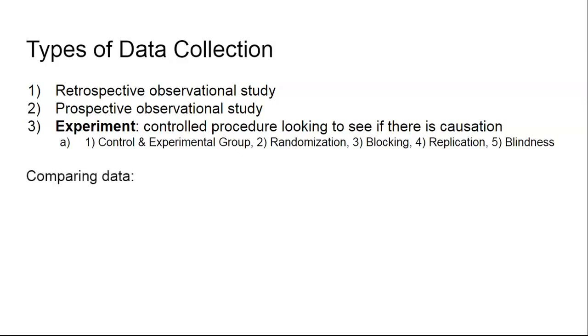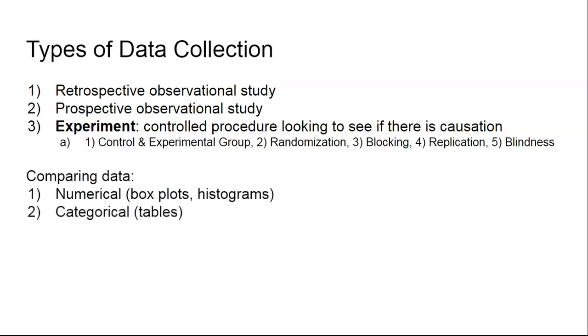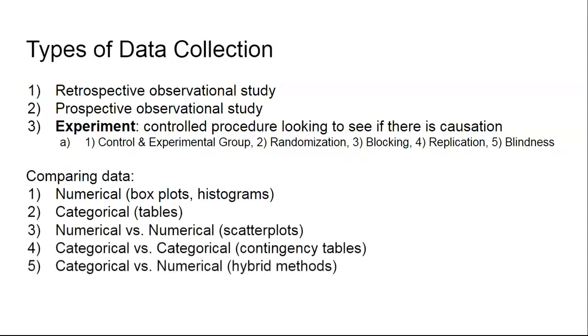We use various tools to compare data. For numerical data, box plots and histograms. For categorical data, tables. When comparing numerical and numerical data, scatter plots, and so on and so forth.